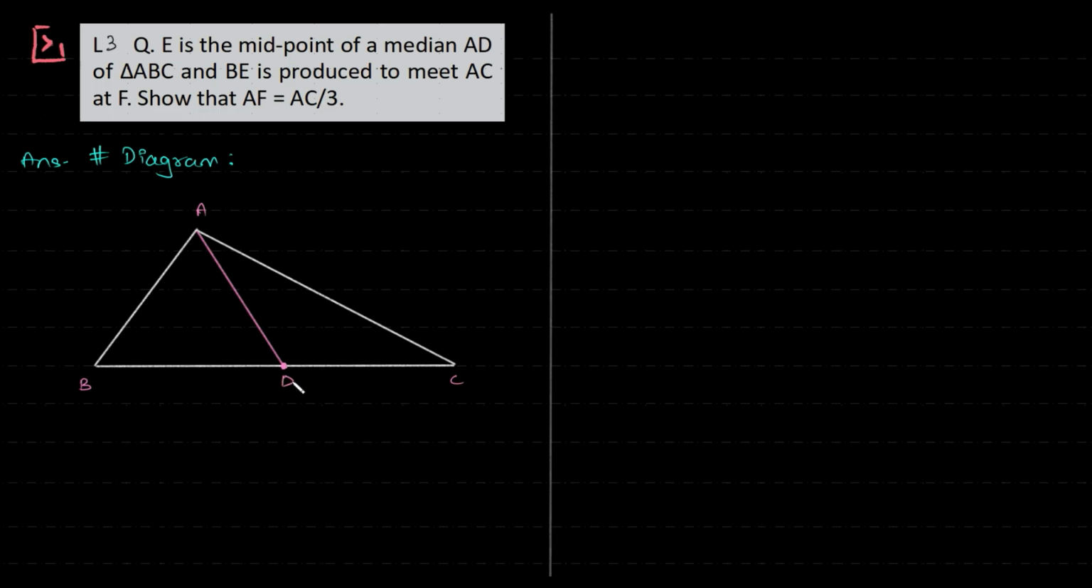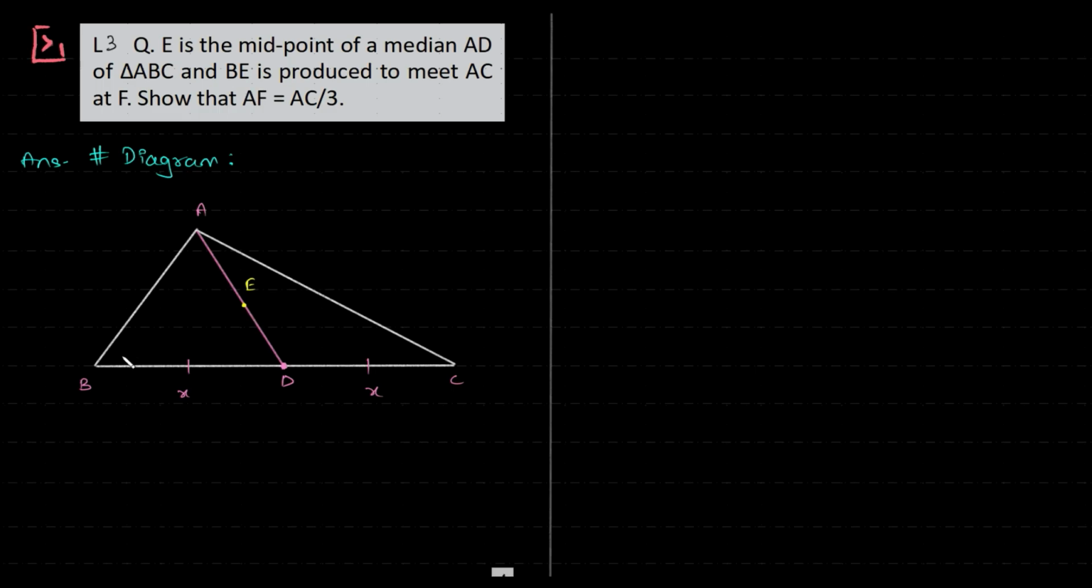So this is a median. What does it mean? BD is equal to DC. So if this is X, this is also X, right? And then we have E is a midpoint of this particular. So this is a midpoint. Okay, so E is a midpoint of AD, right?